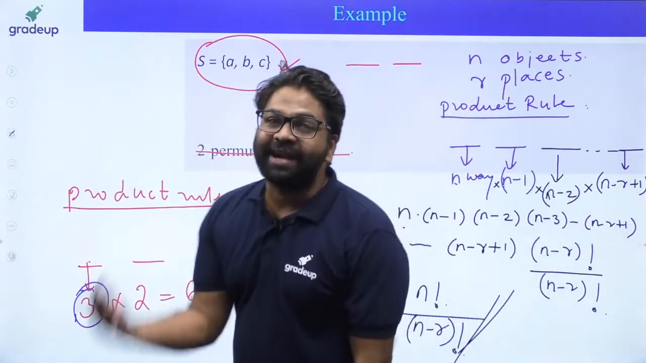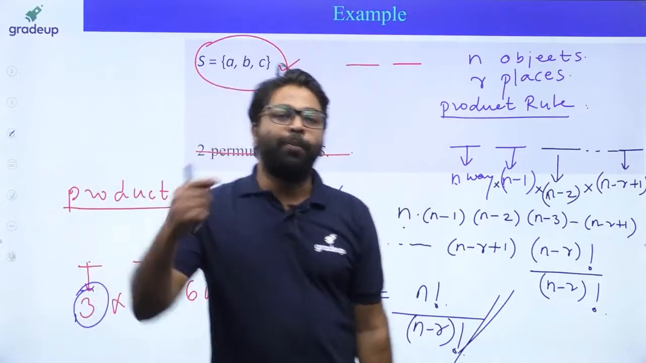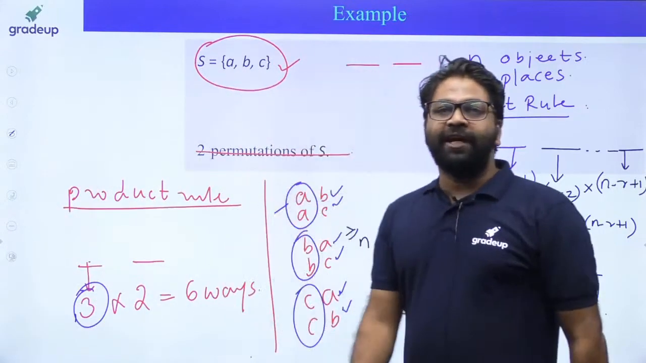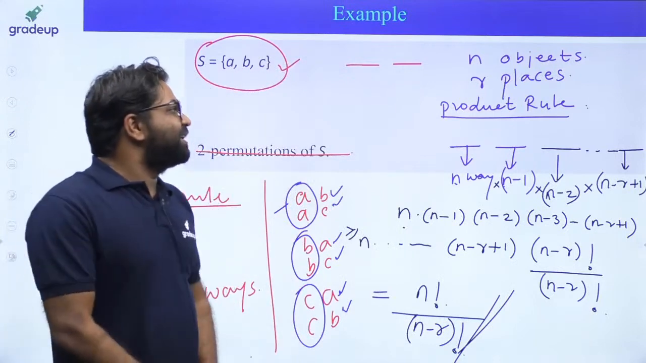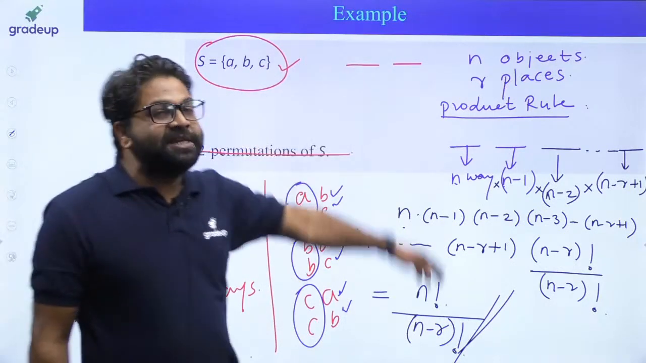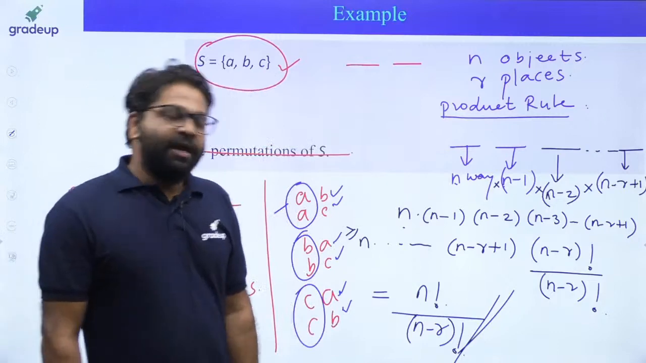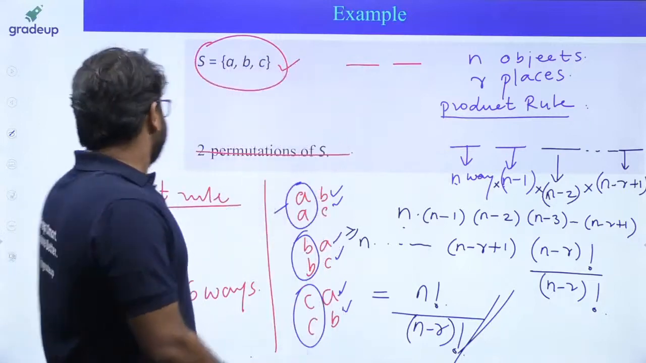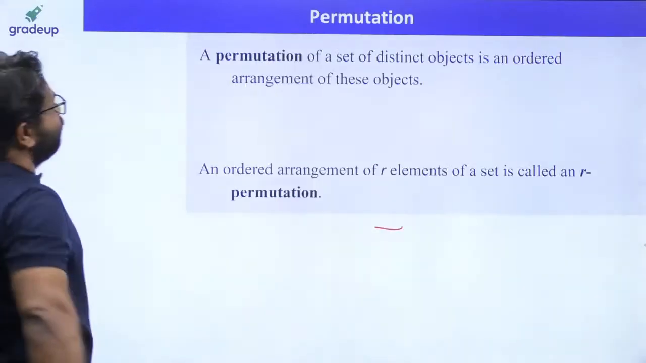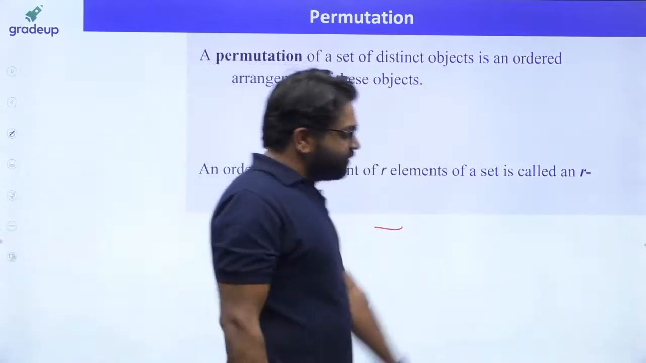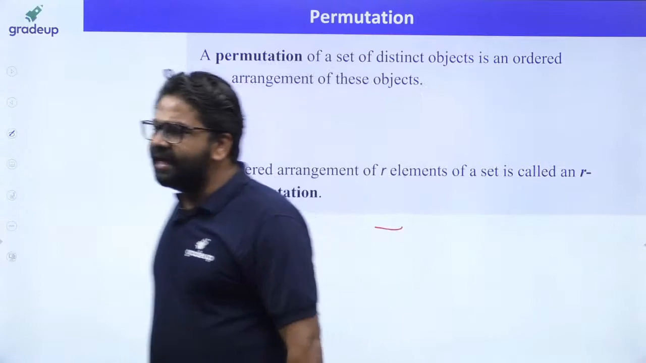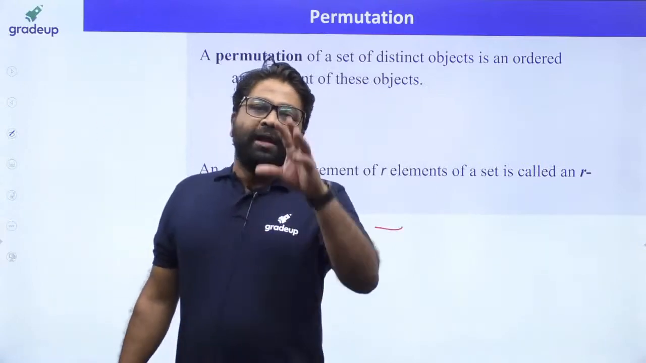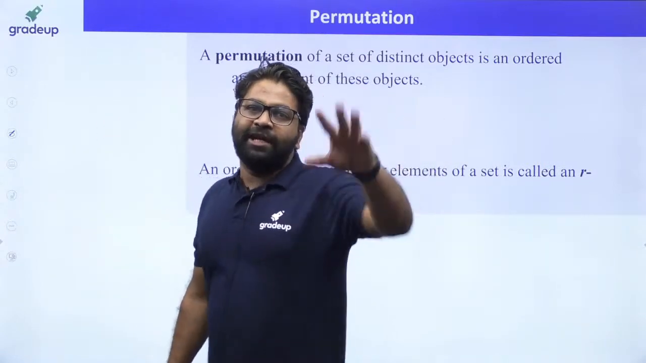So instead of writing the product rule every time, we can generalize this thing. What is that generalized thing? Arranging n objects at r places is called your permutation. Now let's see that definition. A permutation of a set of distinct objects is a linear arrangement. As I have told you, it is an extension of the product rule, that you have to understand.